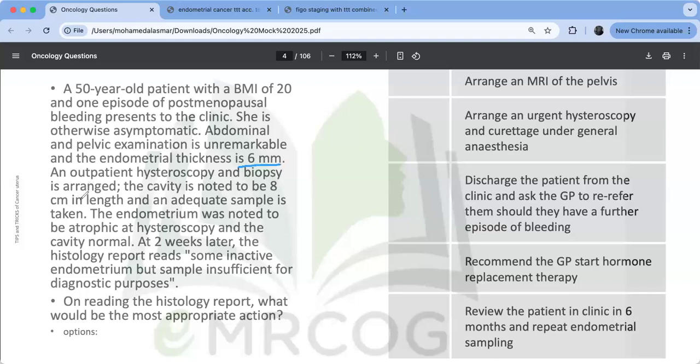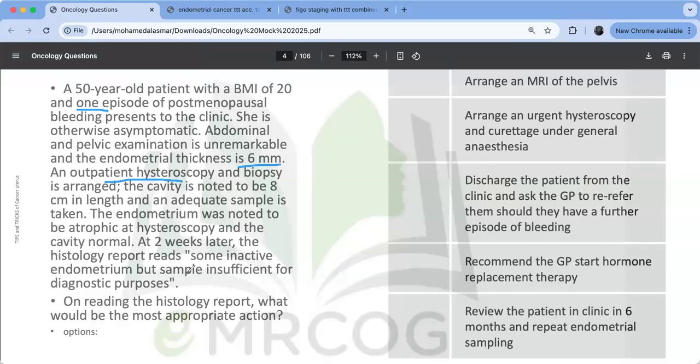Yes, if this is a recurrent, she will come back again, of course. And we will do a biopsy if this is a recurrent. But he told you this is one episode. Okay, biopsy is done. And it was outpatient hysteroscopy is done, okay?